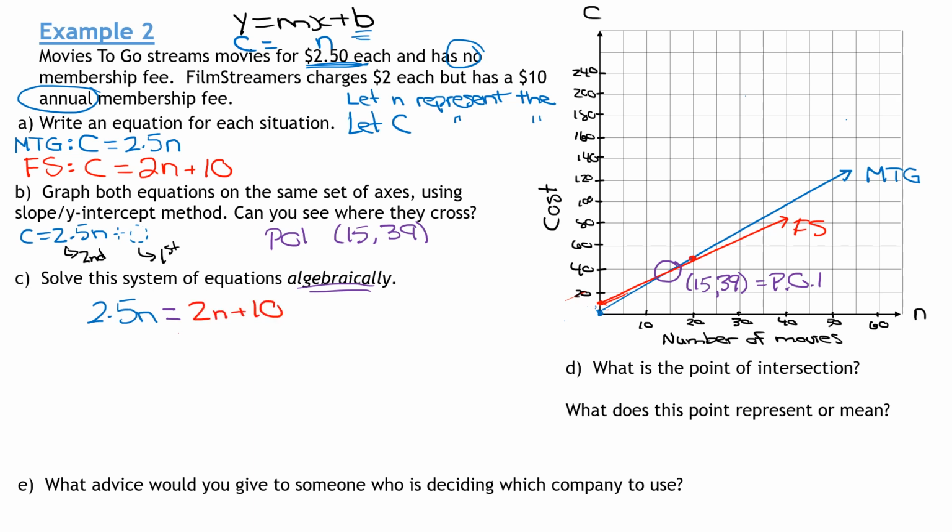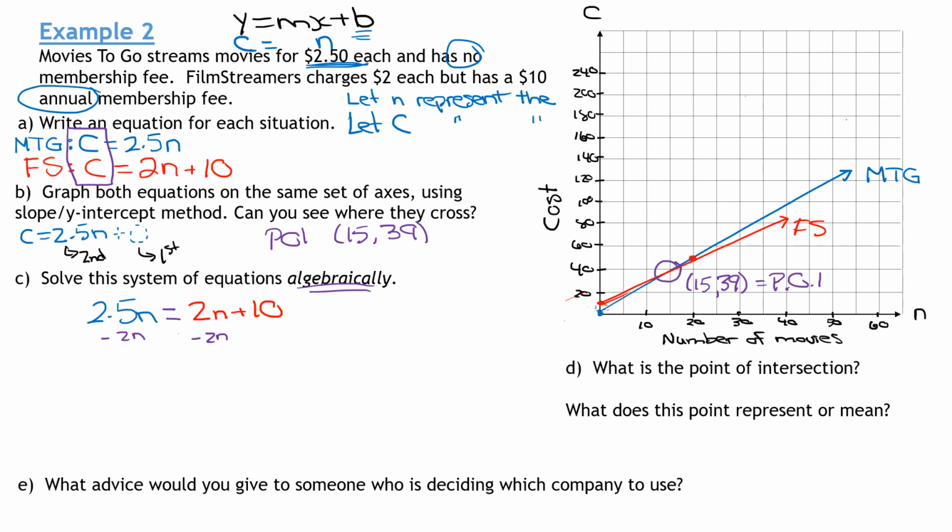And the reason I can do that is because on the left side, they both have C's there. So I'm looking for where these two C's are equal to each other. So this is all I have to do. Now I subtract 2. Now I'm going back to like unit 1 and 2.